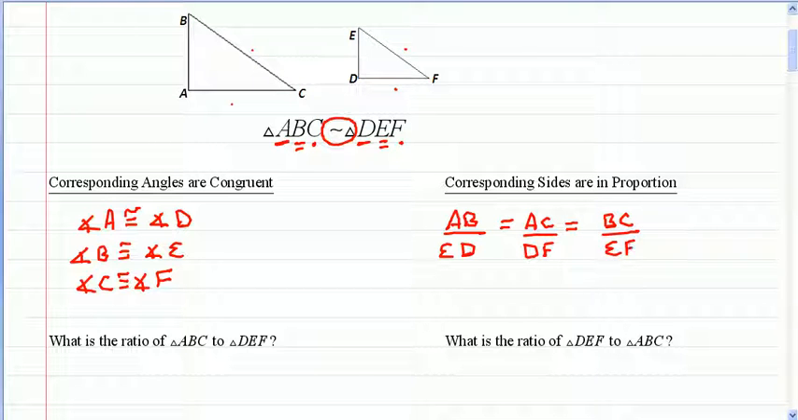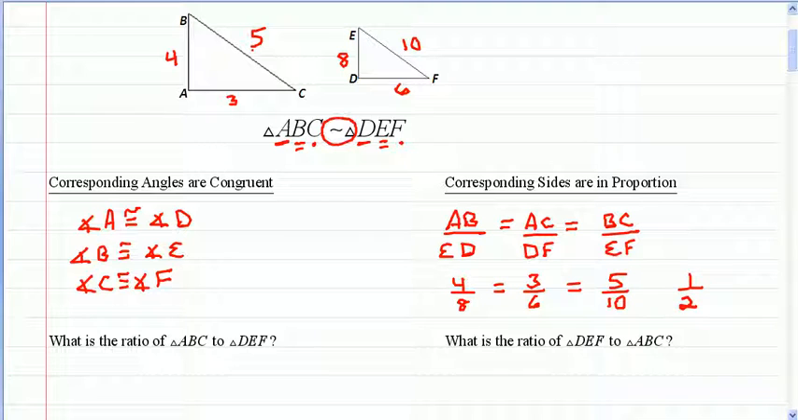So to illustrate this better, I'm going to pick numbers for triangle ABC. So I'm going to say that this side is 3, this side is 4, and this side is 5. If I double all of these values and get 6, 8, and 10, AB over ED is equal to 4 over 8. AC over DF is equal to 3 out of 6. BC over EF is equal to 5 out of 10. So they're in proportion because all of these fractions reduce to 1/2.